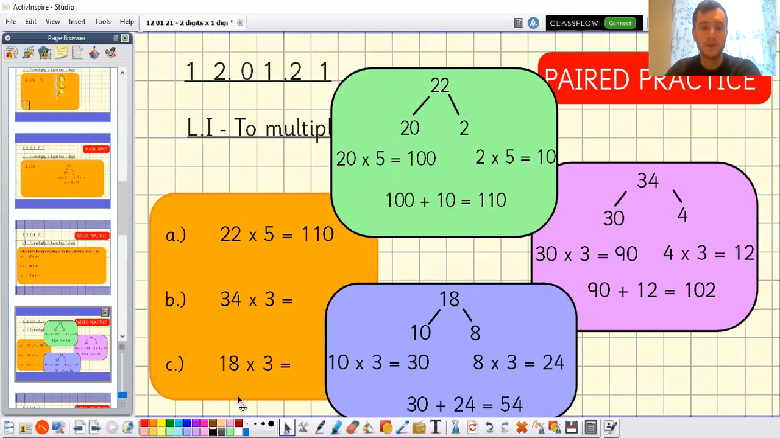And there are my answers for all 3 questions. Well done if you managed to get them. Well done if you managed to use one of those methods. Even better if you managed to use both of them. So well done to those.